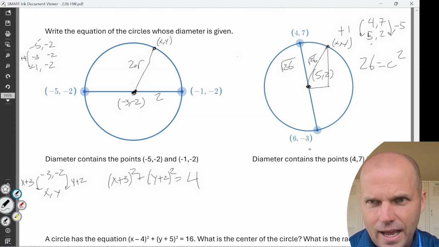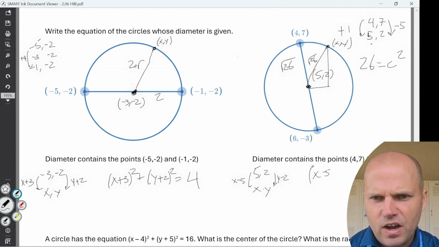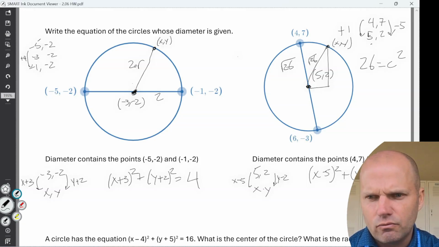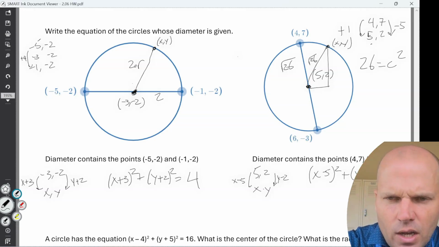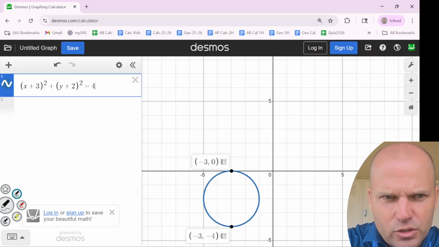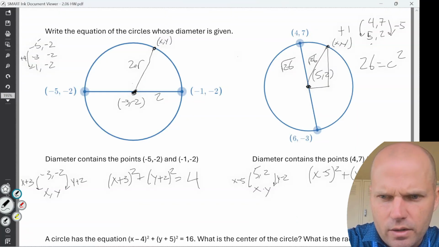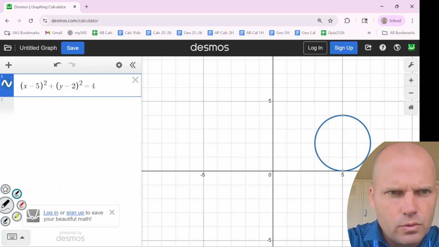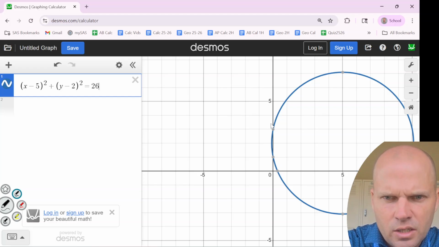So I have from 5, 2 to xy a change of x minus 5 and a change of y minus 2. I got x minus 5 squared plus y minus 2 squared equals root 26 squared, which is 26. I'm going to graph it and make sure I can see it. x minus 5 squared plus y minus 2 squared equals root 26 squared, which is 26.